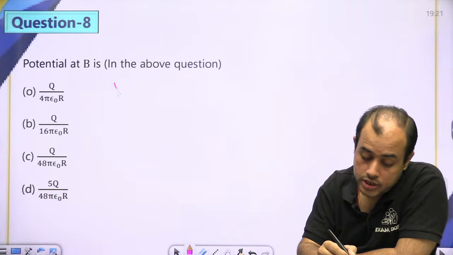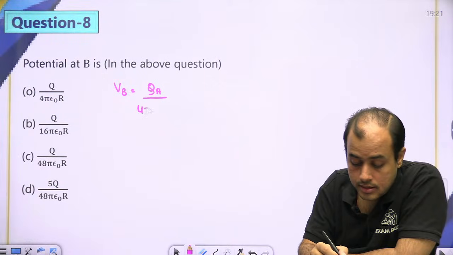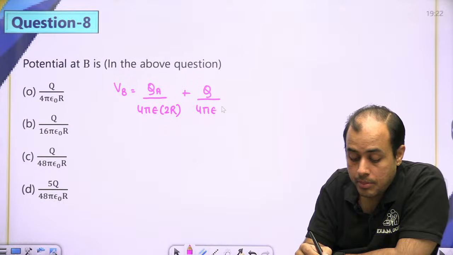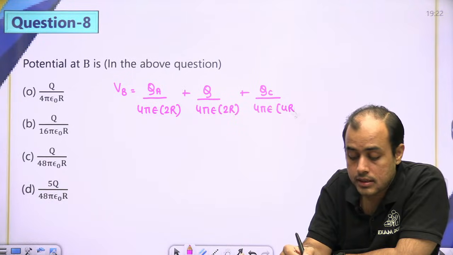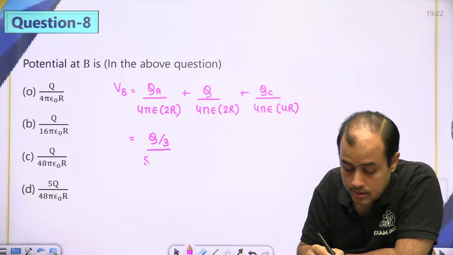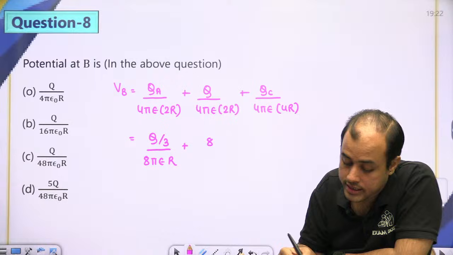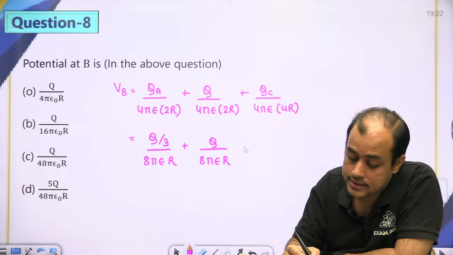Now, what is the potential at B beta? Because A is inside, you take the outer radius. At B, you take the radius of B only. But for C, B is inside. For C, B is inside. So you take the radius of C. Understood? When calculating potential for a sphere inside, take the sphere's radius, and for one outside, take the radius of the point where you are calculating.